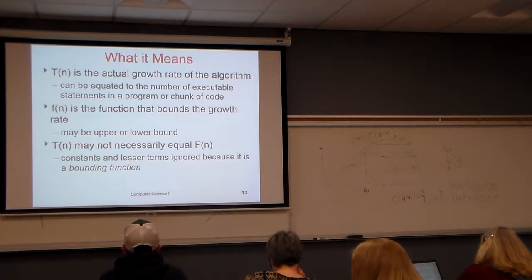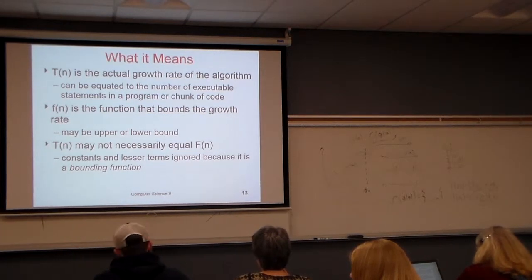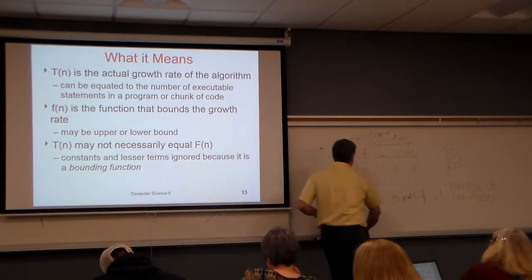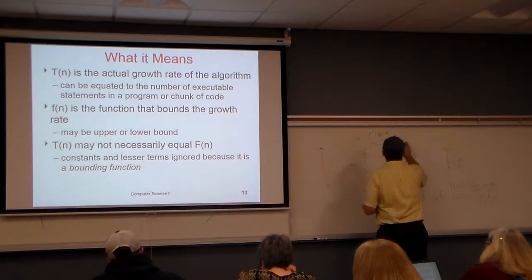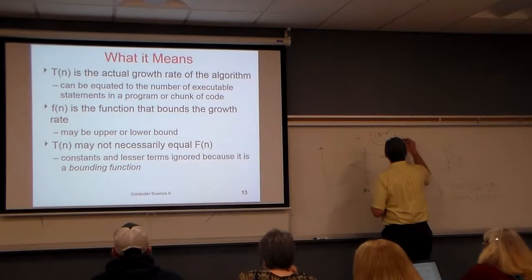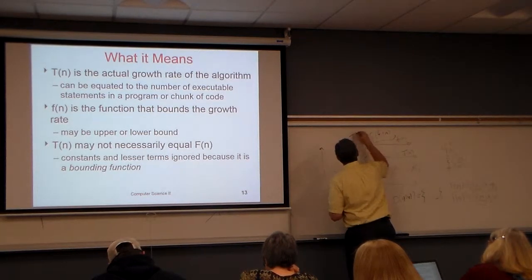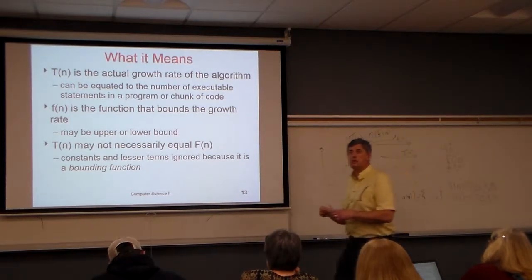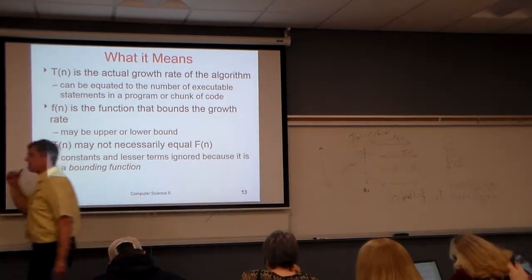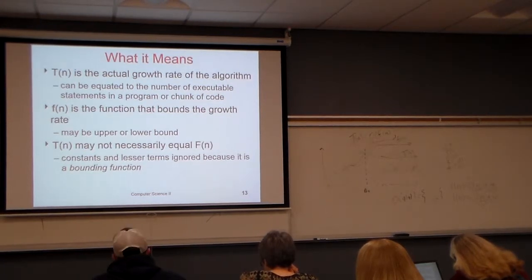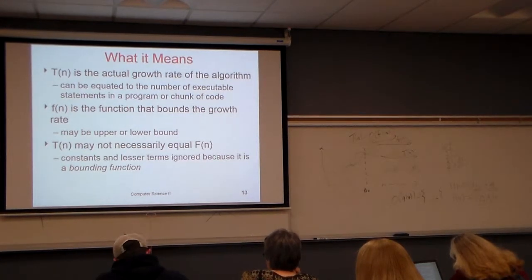Again, t of n is our actual growth. F of n is a function that's going to bound that growth rate. So actually, what I should have done, just because of the terminology we're using, is this would be t of n, and this would be f of n. And then we'd say that our t of n is in the big O of f of n. It's the same idea, but this is specifically with the terminology we're using. It bounds the rate of growth of our function.